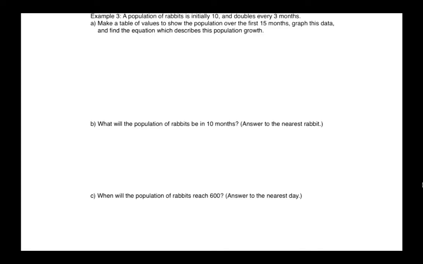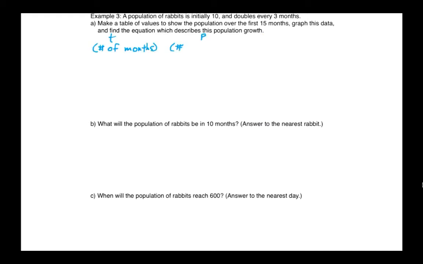Next, we're going to take a look at this example with bunnies, otherwise known as rabbits. And we've got a population of rabbits that's initially 10 and it doubles every 3 months. We want to make a table of values to show the population over the first 15 months. We also want to graph this data and find the equation which describes this population growth. So let's get into that.